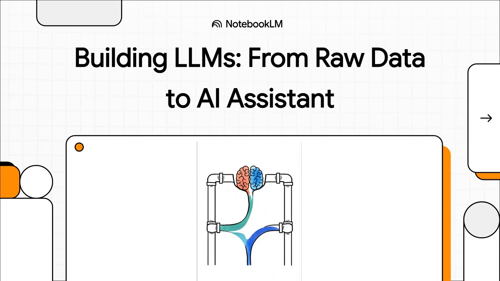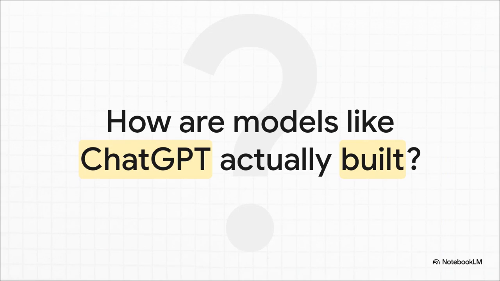Welcome to The Explainer. Today, we are pulling back the curtain on the technology that powers pretty much all the AI tools we use every single day. We're going to break down this massive step-by-step industrial process that takes just raw data and turns it into a large language model. So, how do models like ChatGPT actually get built? How does it go from being a blank slate to this helpful assistant we can talk to?